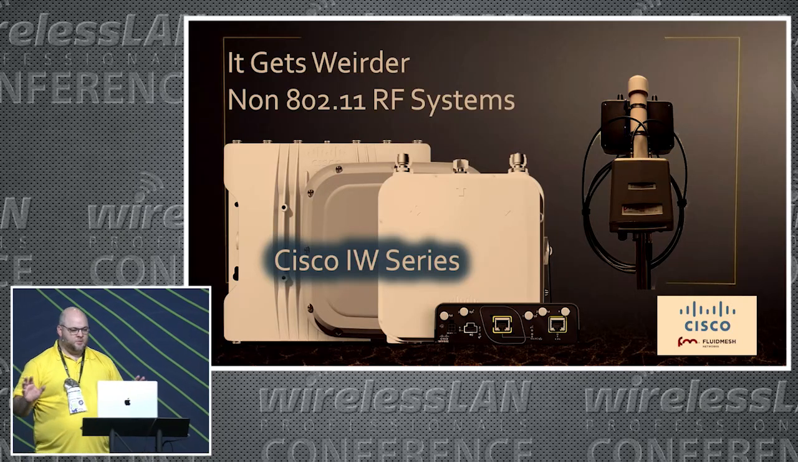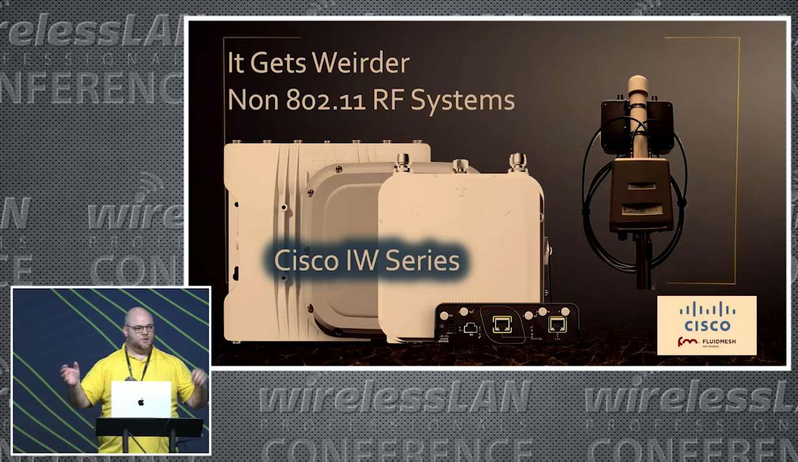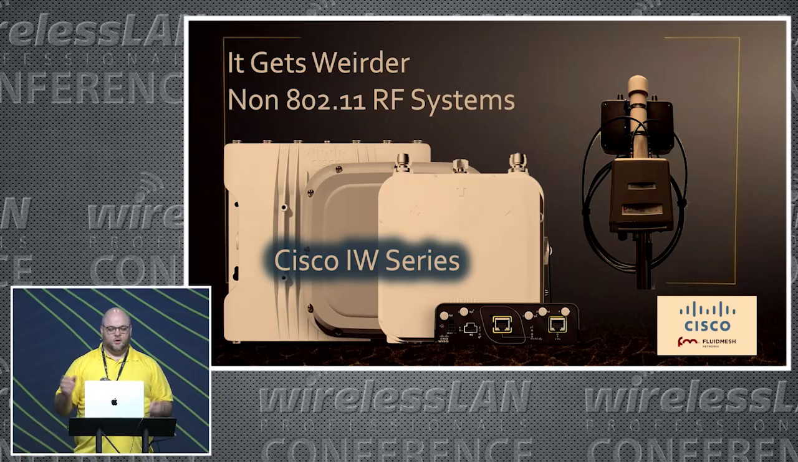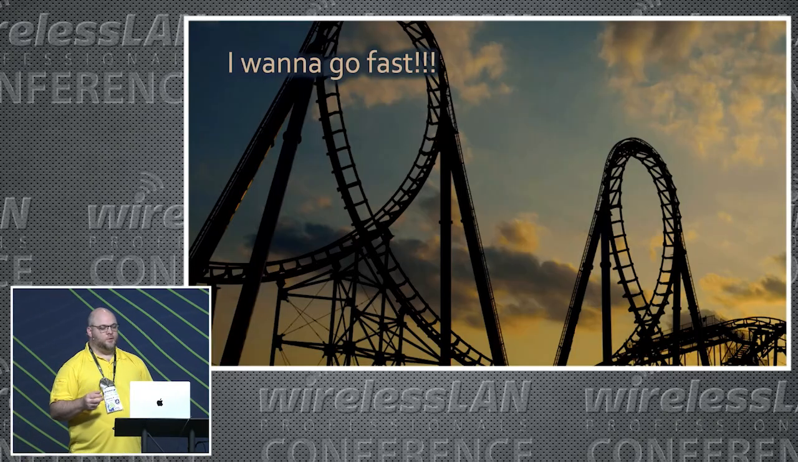We're still in an unlicensed band, but now we're talking about non-802.11 RF systems, right? So it used to be Fluidmesh, now it's the Cisco Ultra-Reliable Wireless Backhaul. These are pretty cool. I'm really excited about some of the capabilities that these are going to now provide us. They're dual radio. They do a lot of cool stuff.